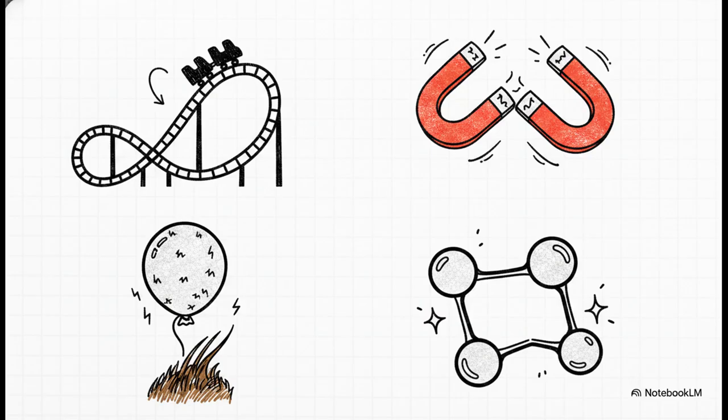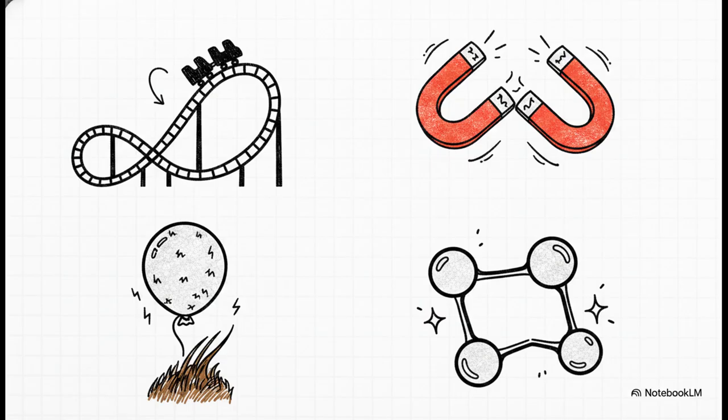Second, think about two magnets. When you push two repelling magnets closer together, changing their orientation, you're actively storing magnetic potential energy. Third, if you rub a balloon on your shirt and bring it near someone's hair, that static electrical charge is storing potential energy across that tiny little distance. And finally, on a scale we can't even see, chemical reactions involve atoms regrouping into new molecules.